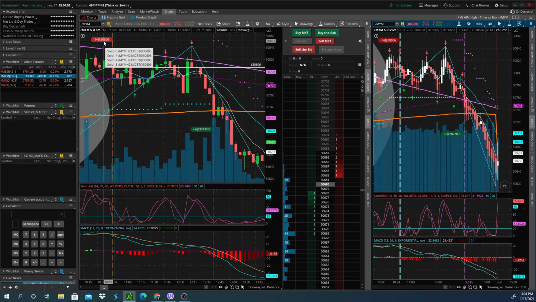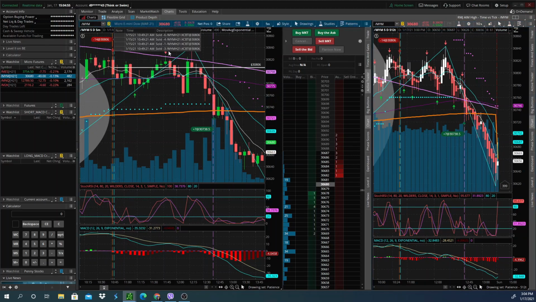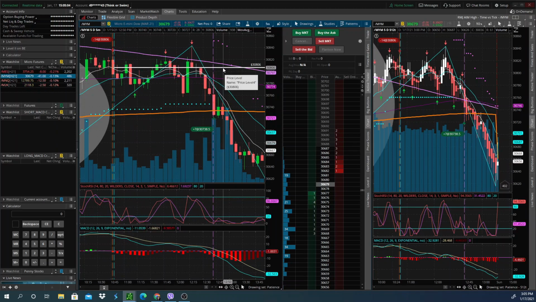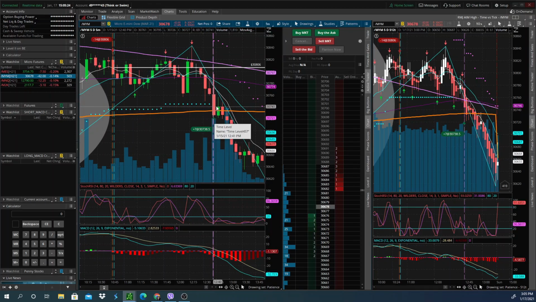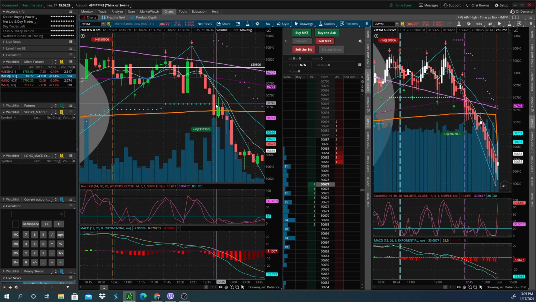So what I did was essentially I shorted 7 contracts, and I had an average of 30,806. I denoted this by this horizontal white line here. And as you can tell, from 10:45 to about 12:40, it's about a 1 hour trade. When it started trending down some more, I exited at 30,738.50.